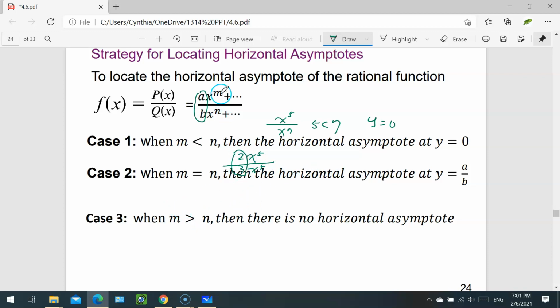When the highest degree power on the numerator is greater than the highest degree power on the denominator, in that case, there's no horizontal asymptote. It has a slant asymptote, but the slant asymptote is not a topic we will cover in this section. So you just recognize that when m is bigger than n, there is no horizontal asymptote.